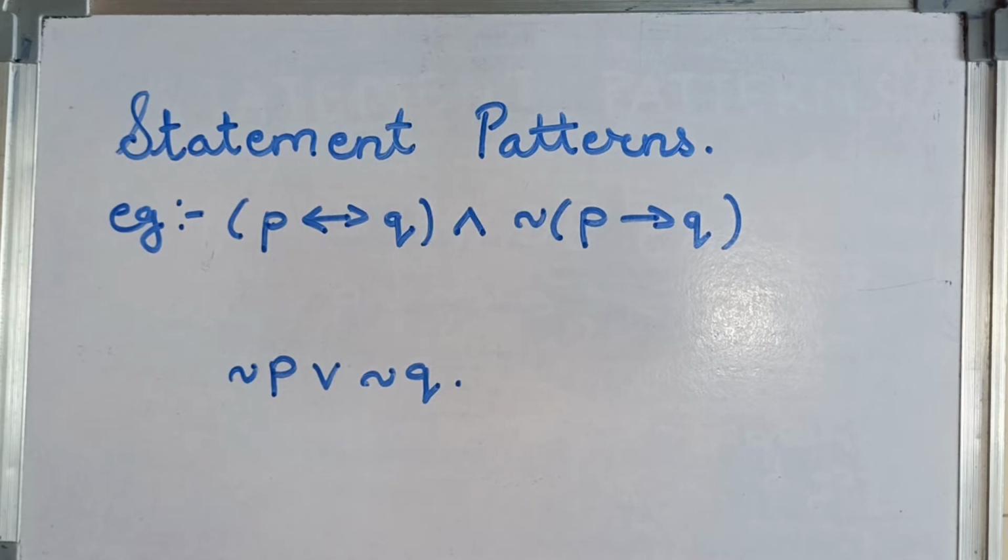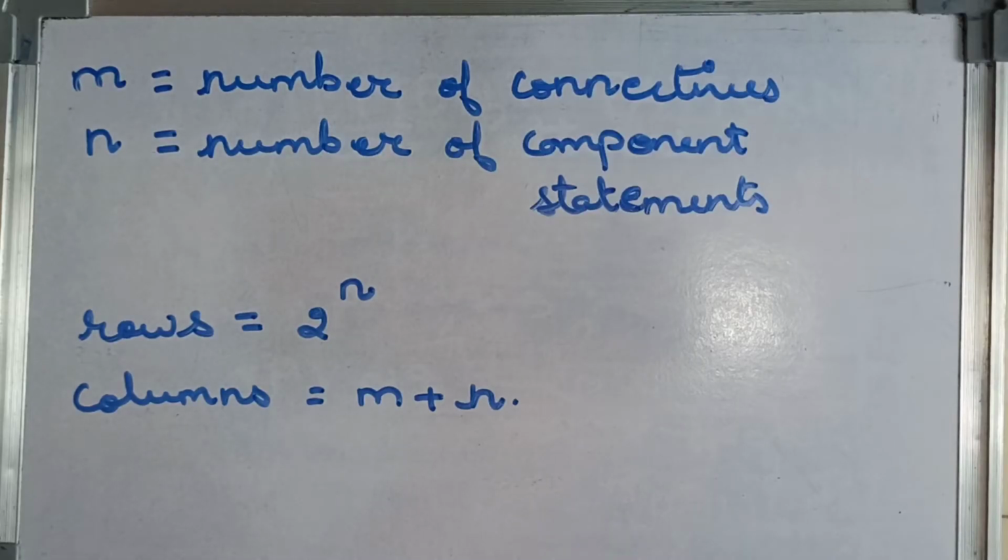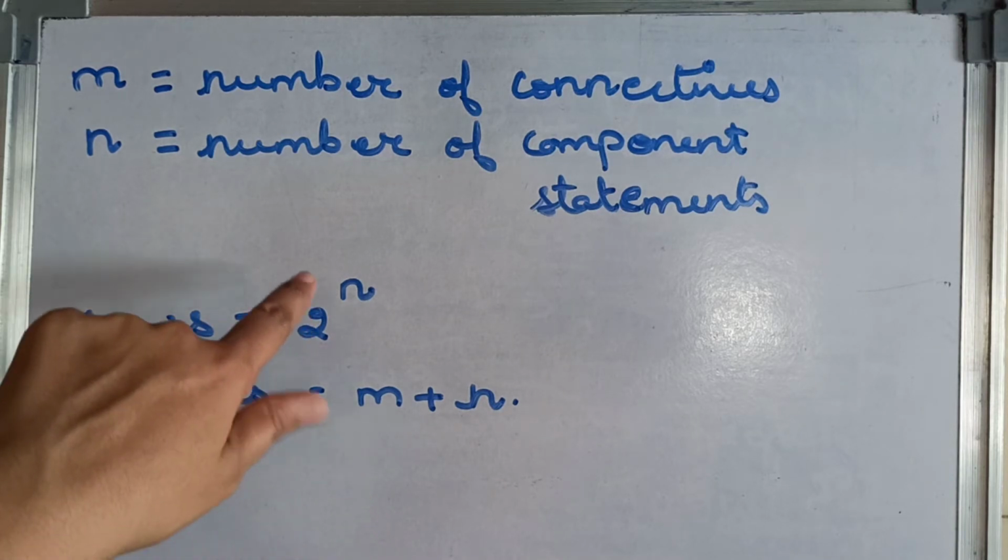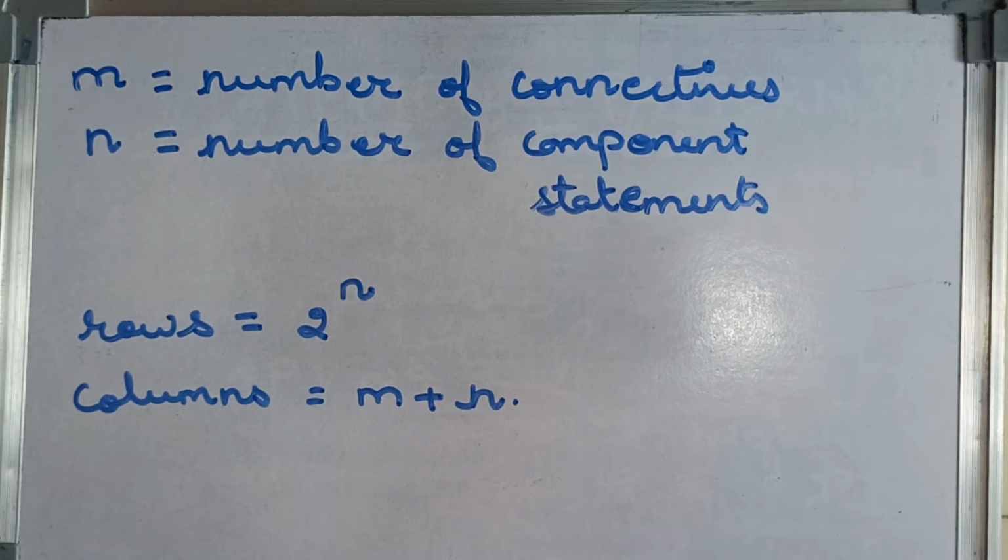For that we have to remember two things. Every table has rows and columns, so the number of rows and columns in the truth table is very important. If M is the number of connectives in the statement pattern and N is the number of component statements in the statement pattern, that is P, Q, R and so on, then the rows in the truth table will be equal to 2 raised to N, and the columns will be equal to M plus N. This is very important to remember.